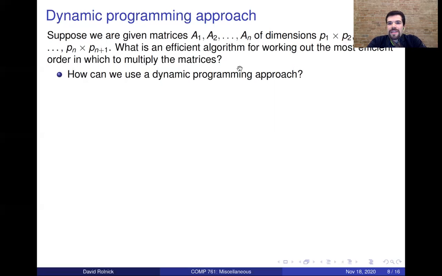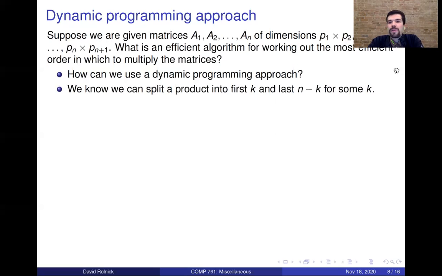So yeah, we were sort of dividing the multiplication into two pieces. We can imagine doing that. So we know that we can split a product into the first k matrices being multiplied together, and then the last n minus k matrices also being multiplied together, for some k.